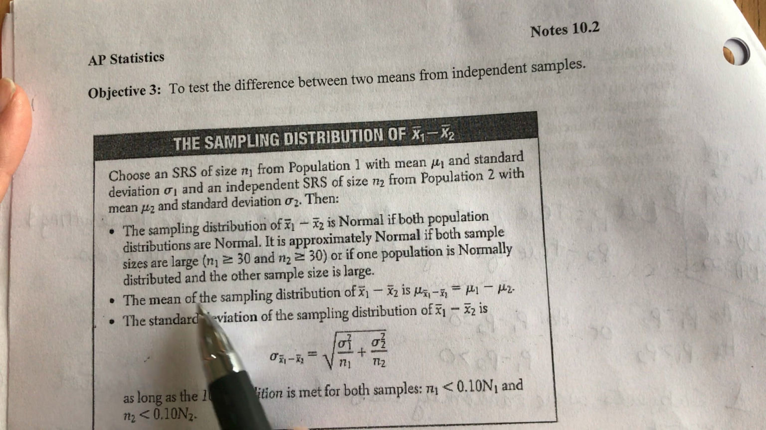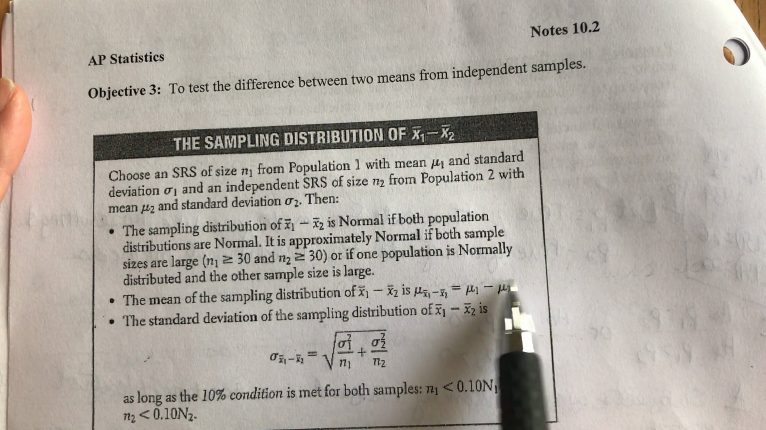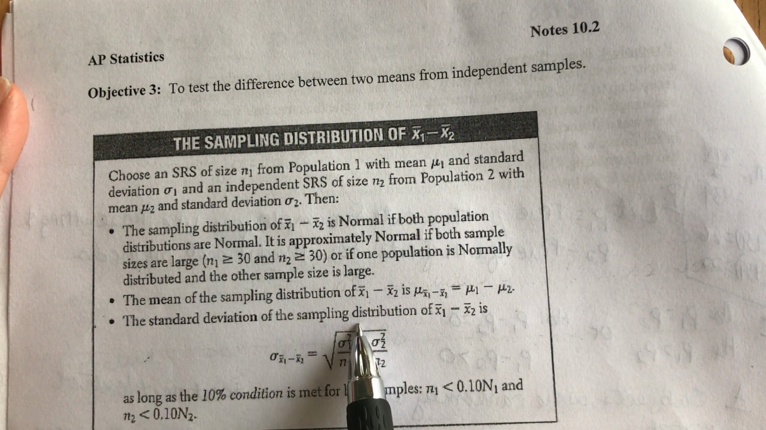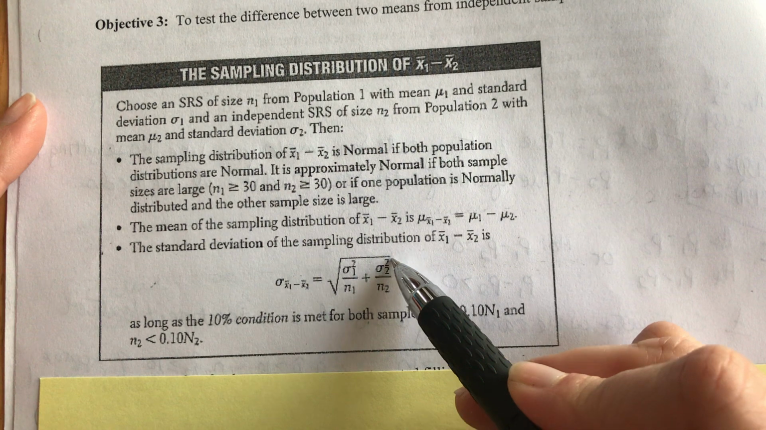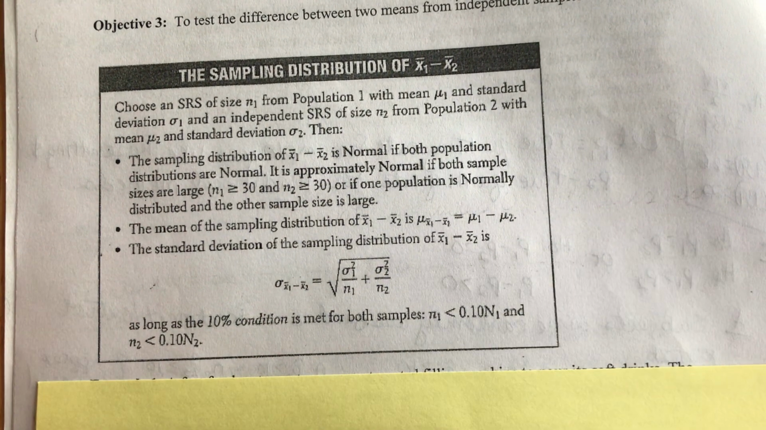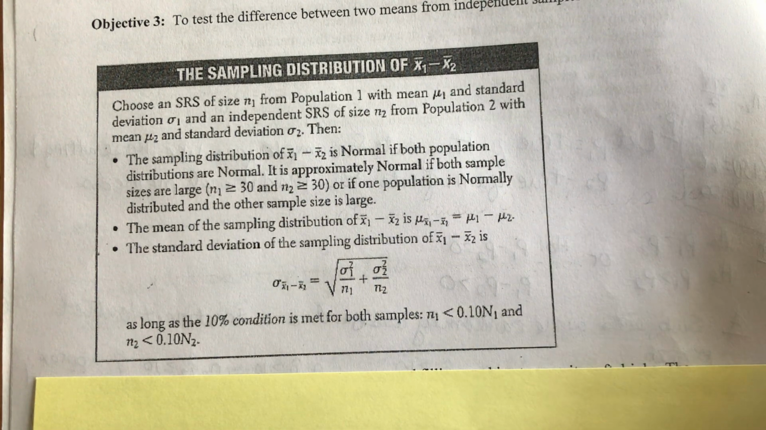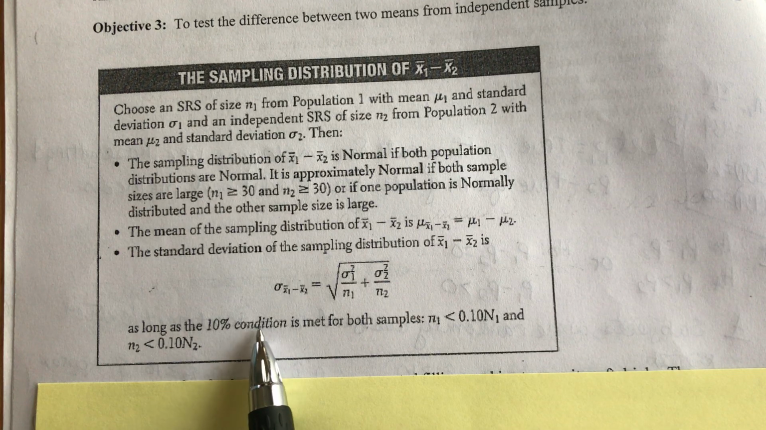We can still use the idea that the mean of the sampling distribution is the two population means subtracted from each other. The standard deviation of your sampling distribution is going to be the square root of standard deviation 1 squared over n1 plus standard deviation 2 squared over n2. It's the same idea as when we had proportions, where we had a fraction for sample 1 and a fraction for sample 2. We're just now switching over to standard deviations. This can be used as long as the 10% condition is met.